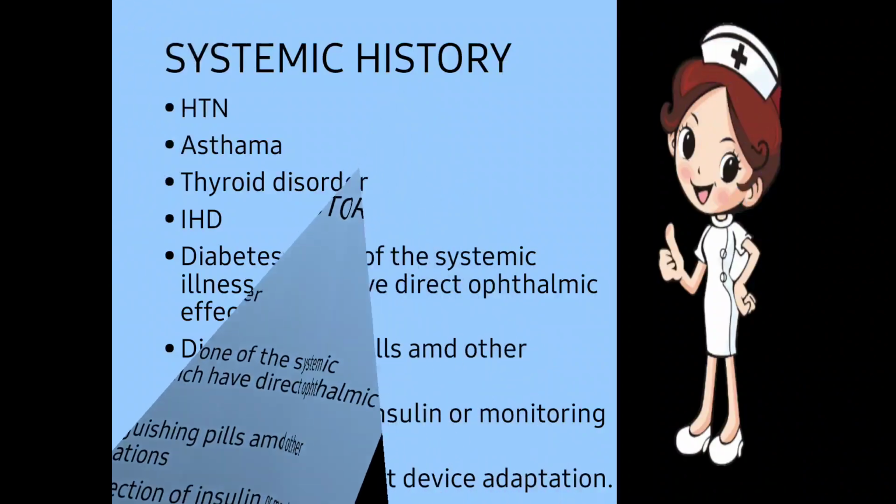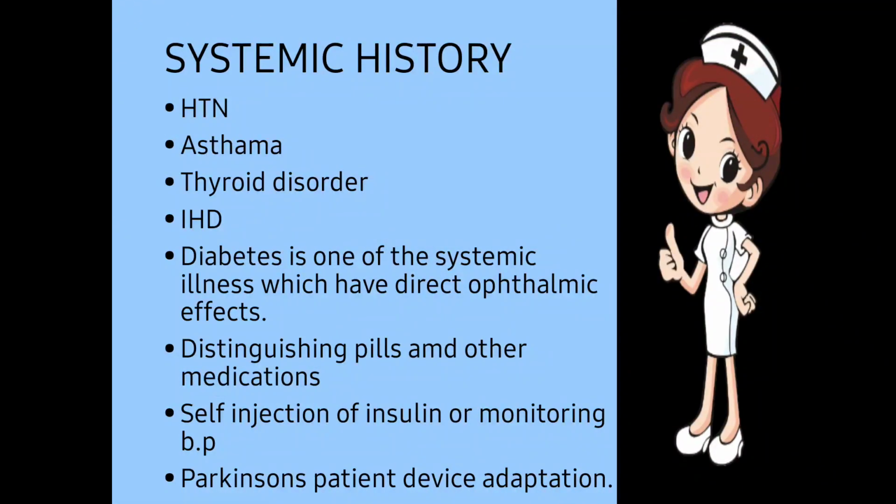Let's move to the next, systemic history. The word systemic is related to the whole body. First one is hypertension. Hypertension is an increase in blood pressure, which also affects our eyes. Next one is asthma. Third one is thyroid disorder. Next one, IHD, ischemic heart disease. Next one, diabetes. Diabetes is one of the systemic illnesses which has direct ophthalmic effects. Diabetes is a condition which has a direct effect on our eyes, and it also affects the vision.